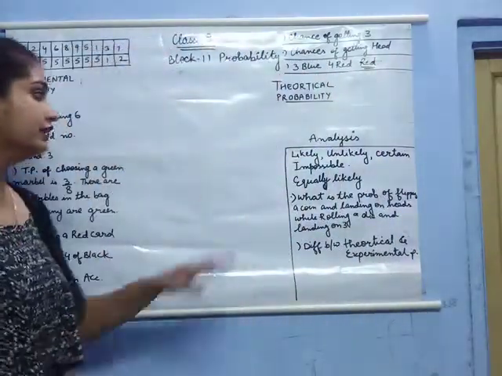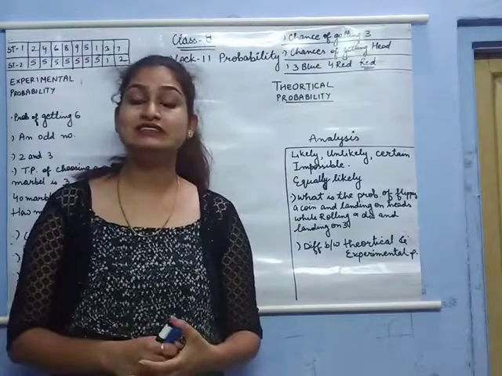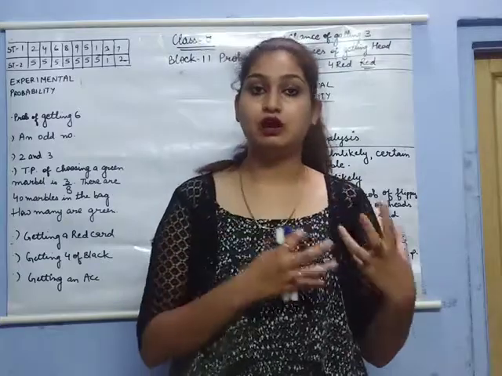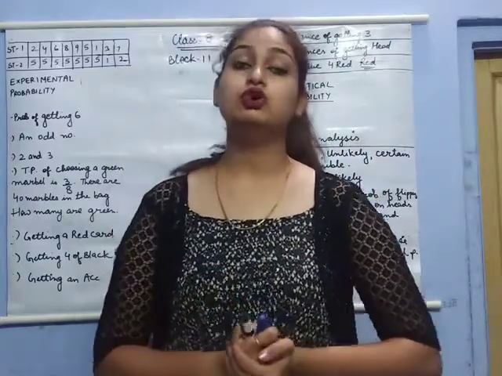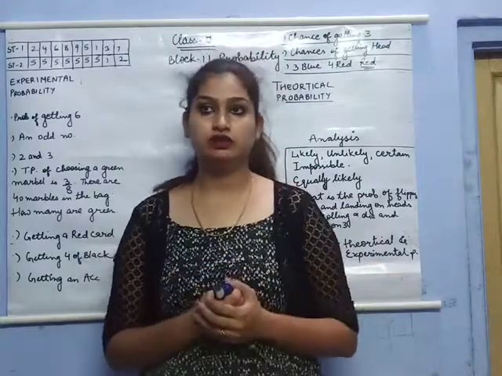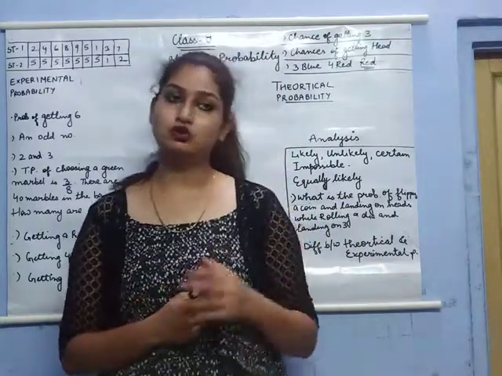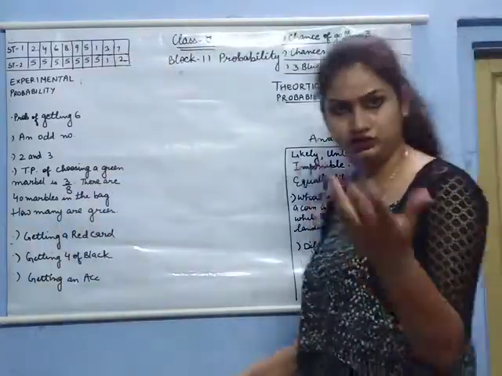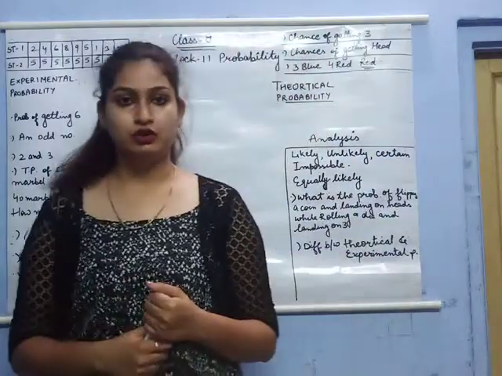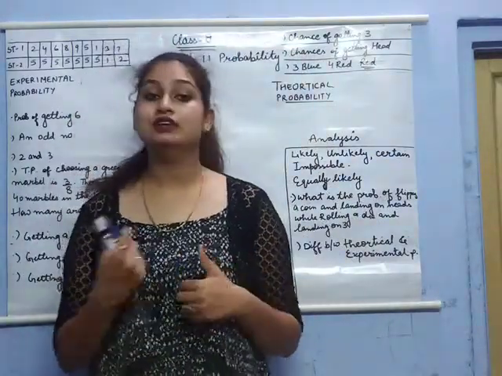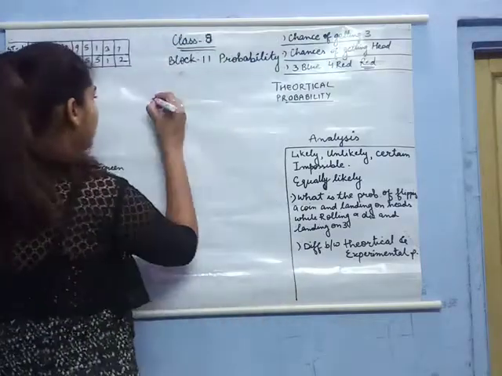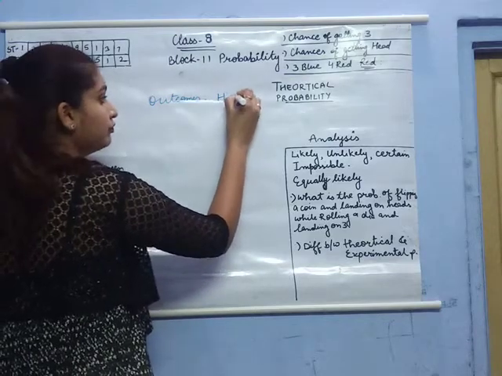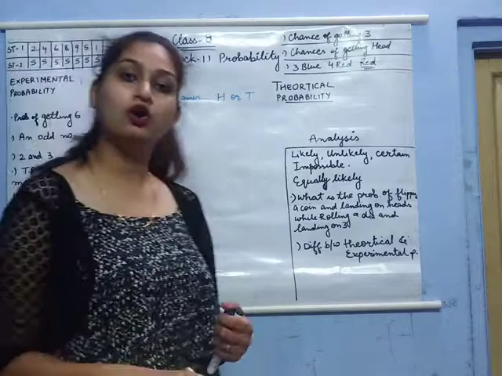First of all, there is the term event. What is an event? A group or collection of two or three or more favorable outcomes is called an event, right? Suppose I give you an example of tossing a coin. Tossing a coin includes what? Either head will come or tail will come. So the outcomes over here will be either head or tail.